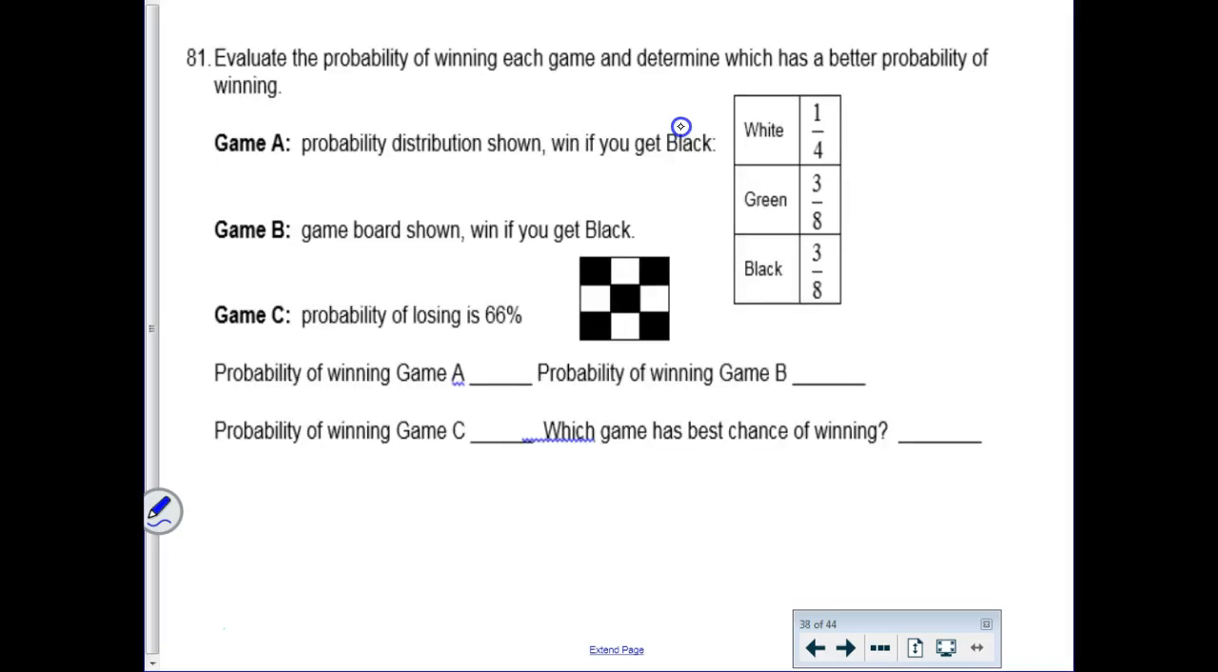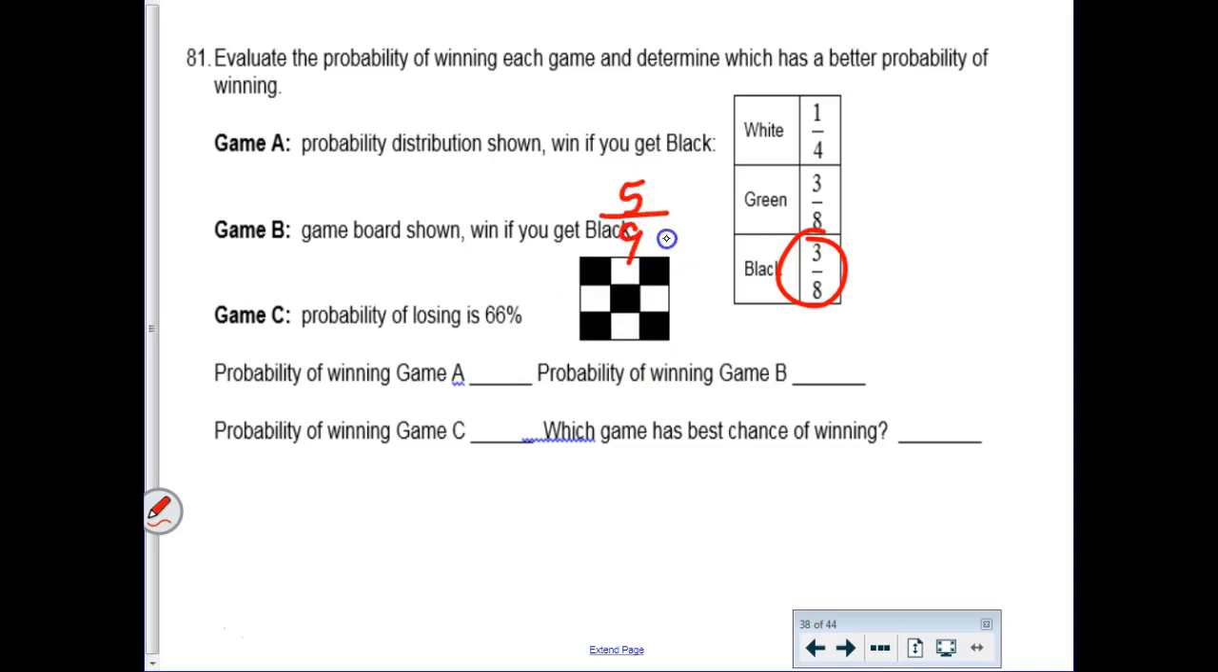This game board question is actually really, really easy. I know it looks crazy, but it's not. They just want you to compare the probability of winning on all the games. So the probability distribution shown, if you get black. Boom. Probability of winning is 3 out of 8. The game board right here, if you get black: 1, 2, 3, 4, 5 out of 9.